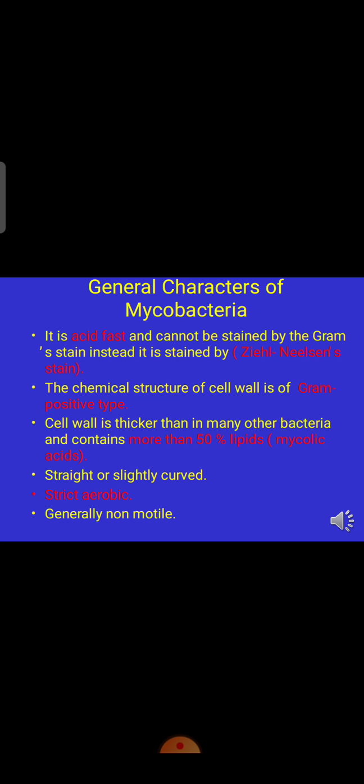The cell wall of Mycobacteria is thick, and more than 50 to 60% of it is made of lipid, mainly mycolic acid. The Mycobacteria are either straight or slightly bent curved bacilli. They are strict aerobes and generally non-motile.